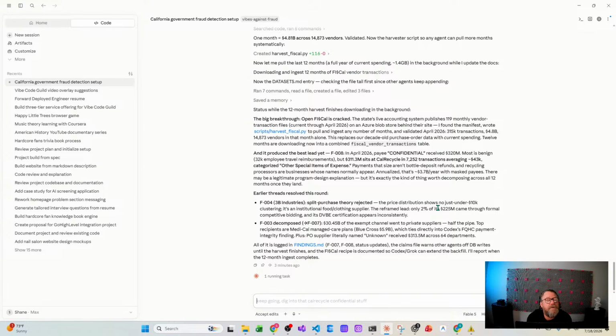Finding 8 in April 2026: Payee Confidential received $320 million. Most is benign, 32,000 of employee travel reimbursements, but 311 million sits at Cal Recycle in 7,200 transactions, averaging $43,000, categorized other special items of expense. Huh, interesting. Payments that size aren't bottle deposit refunds, and recycling processors are businesses whose names normally appear. That's $3.7 billion a year with masked payees. Maybe there's a legitimate program design explanation, but it's exactly the kind of thing worth decomposing across all 12 months once they land. I agree.